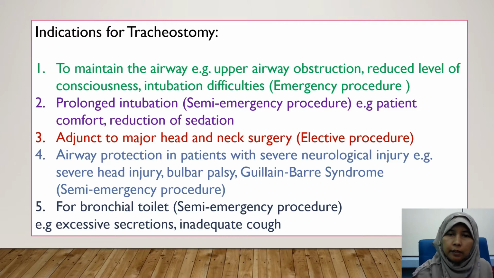Tracheostomy is also done as a semi-emergency procedure for airway protection in patients with severe neurological injury. For example, patients with severe head injury, bulbar palsy, or Guillain-Barré syndrome. It is also done for bronchial toileting. Tracheostomy is also indicated as part of major head and neck surgery, for example, in cancer cases and also combined with maxillofacial surgery.